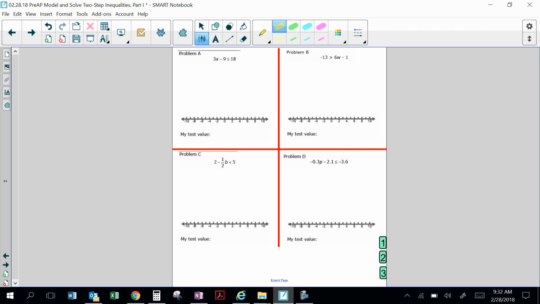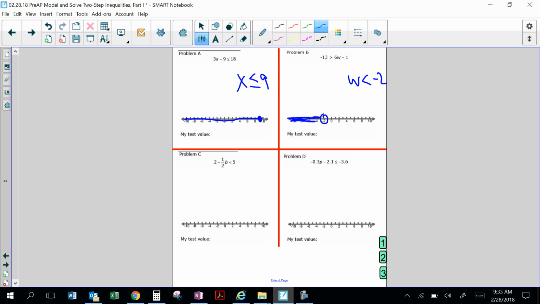Welcome back. So here are the answers to it. The answer for the first one is x is less than or equal to 9. Closed dot at 9 and highlight the numbers that are less. B, the answer for B is w is less than -2. Open dot for -2, highlight the numbers that are lesser.